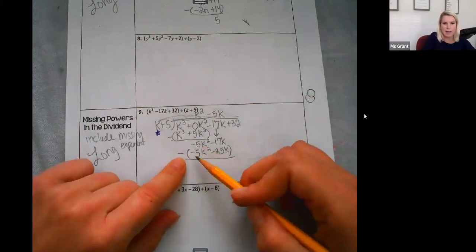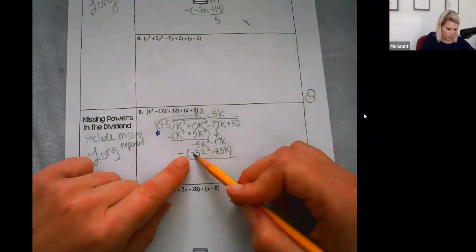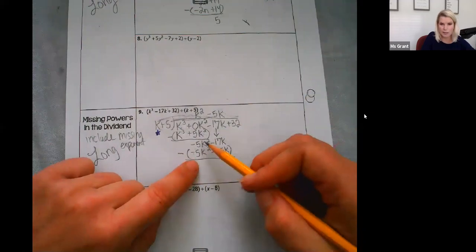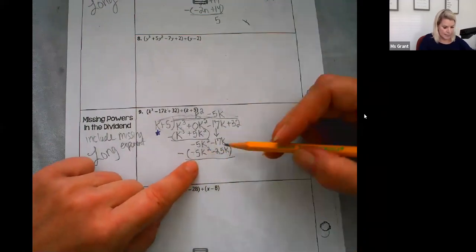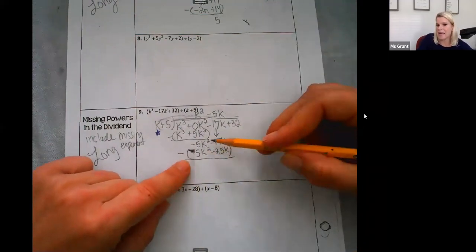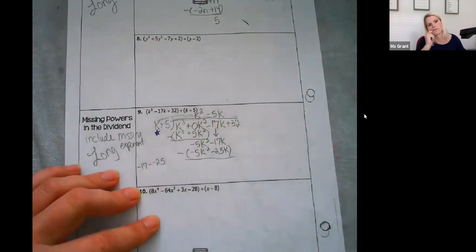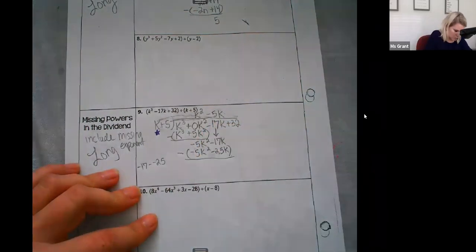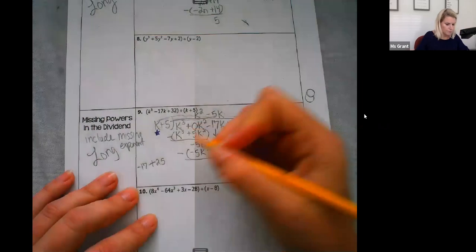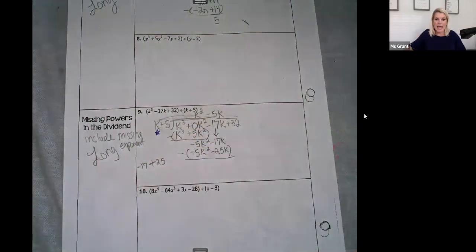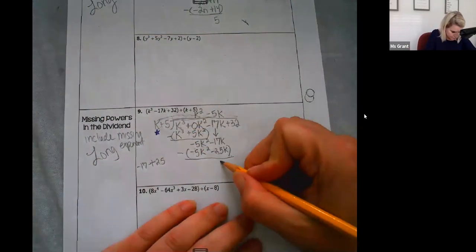Negative 5k minus negative 5k, plus 5k, is 0. This is always going to be 0 right here. But this, negative 17 minus negative 25, plus, that's going to get me 8. Okay.